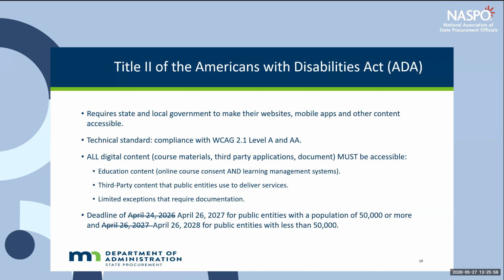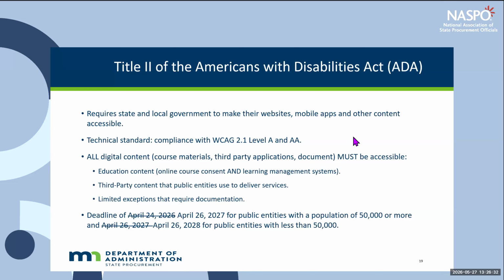We are rolling out a new system in the state of Minnesota, our electronic licensing system for things like fishing licenses. We have 10,000 lakes, and we do a lot of fishing here. This new system lets people access a fishing license from their smartphone, and we want that to be accessible. Even though it's created by a third-party vendor, it still has to be accessible. There are limited exceptions that require documentation.